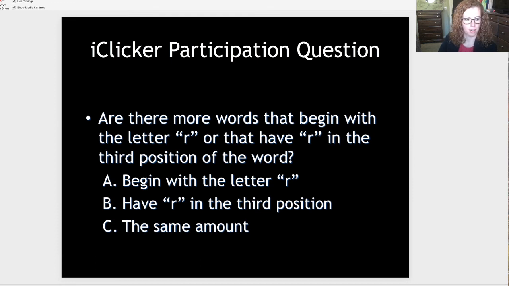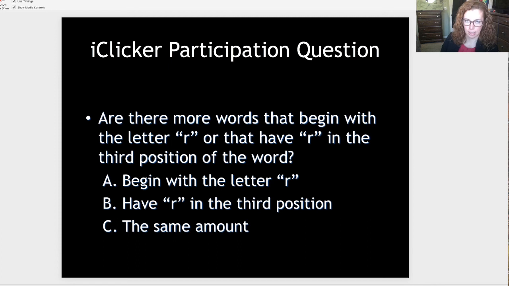So, this is our next clicker question. Are there more words that begin with the letter R or that have R in the third position of the word? Think about it for a second. I have no idea what you guys would respond, but the correct answer is B. There are many more words that have R in the third position than begin with the letter R. And usually most people will respond with A, begin with the letter R.